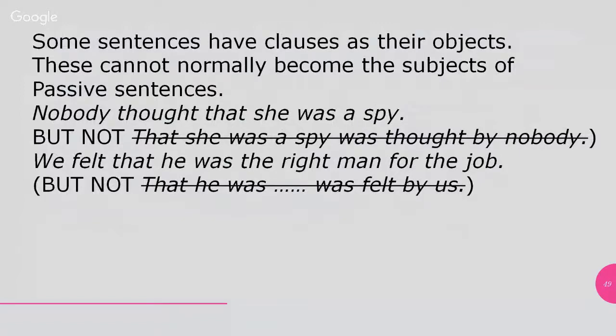Some sentences have clauses as their objects. These cannot normally become the subjects of passive sentences. Nobody thought that she was a spy. That she was a spy was thought by nobody is wrong. It's a nonsensical sentence. We felt that he was the right man for the job. That he was the right man for the job was felt by us is not correct.